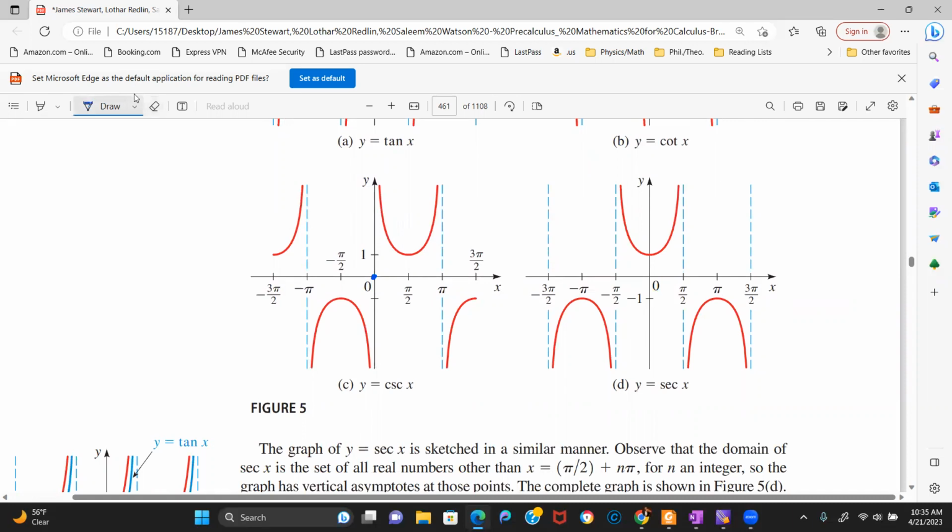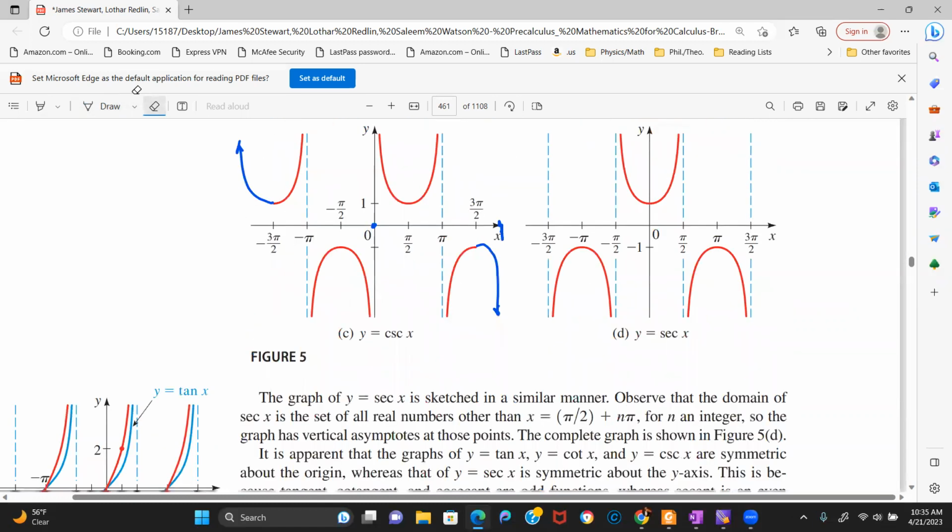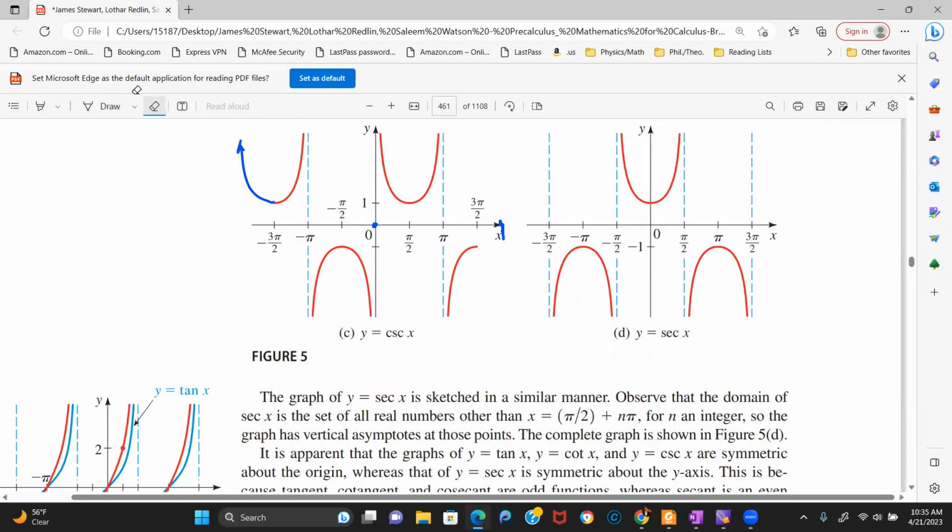That's kind of stupid, but 2 pi should be like over here. And so this is gonna go down like that. And then this is gonna go up. So that's kind of how you complete the rest. But it just repeats. I don't think I'm gonna do a whole lot with cosecant and secant.